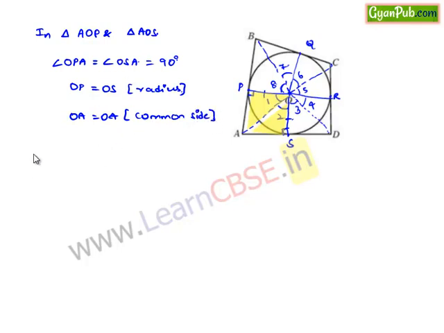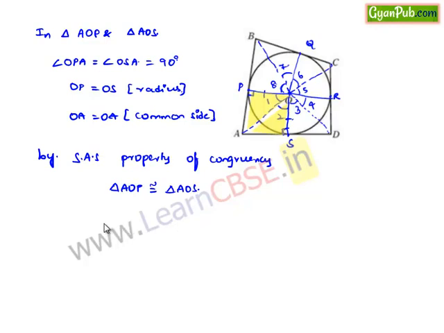Now by the SAS property of congruency, we can say triangle AOP is congruent to triangle AOS. Therefore, we know that when two triangles are congruent, then their corresponding angles and corresponding sides can be equated. Therefore, here let us equate angle 1 is equal to angle 2.